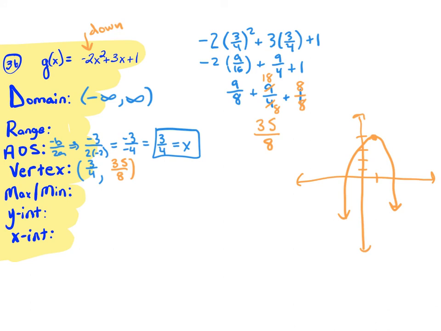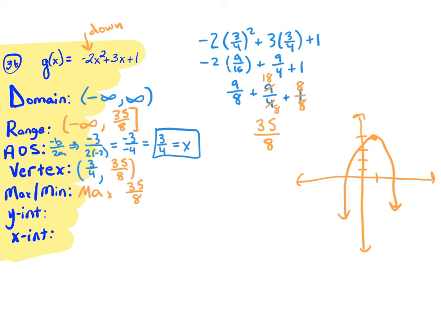So now I can go back to the range. I see our graph is going towards negative infinity, so it starts at negative infinity and then ends at 35 over 8. And we put a bracket there because it's including 35 over 8. Now our vertex is at the maximum value, so we have a max here, and our maximum is at 35 over 8.